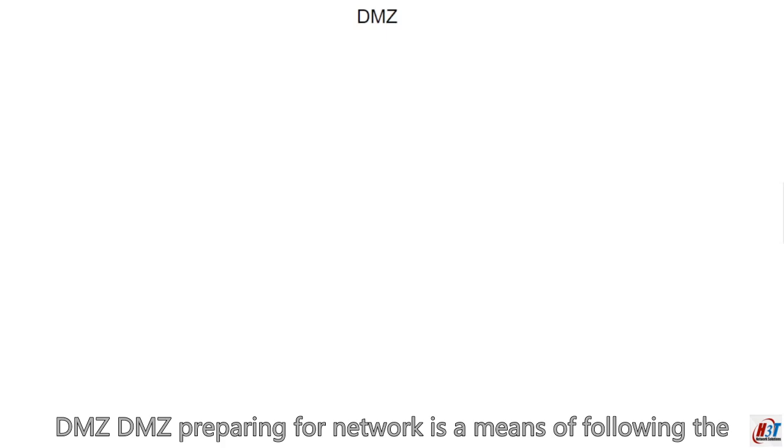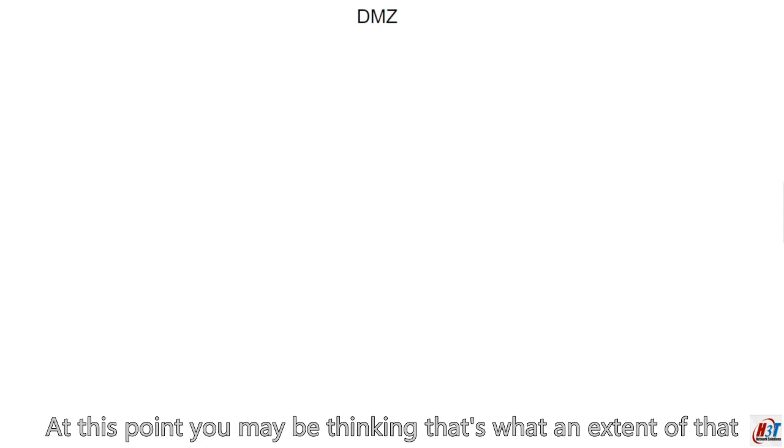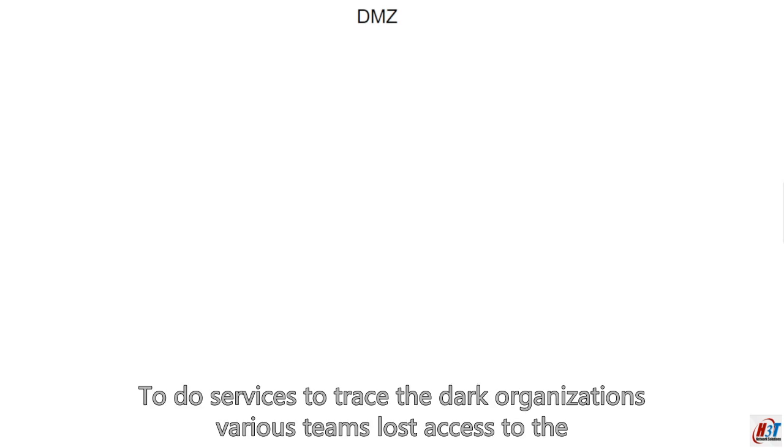DMZ. A DMZ, or a perimeter network, is a means of allowing the public to access certain network services while still maintaining the security of your internal devices. At this point, you may be thinking, that's what an extranet actually does. Yes, there are some similarities between them, but remember, an extranet provides access to those services to trusted organizations, whereas a DMZ allows access to the public. No trust or authorization is required.